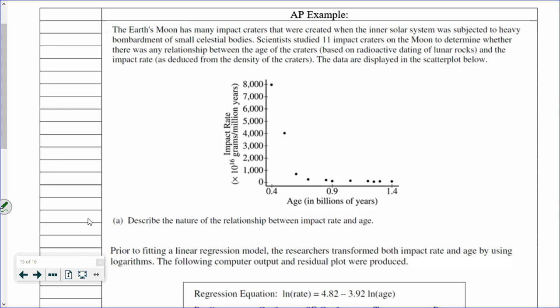The Earth's moon has many impact craters that were studied when the inner solar system was subjected to heavy bombardment of small celestial bodies. All right, used to not be quite as hospitable of a place, Earth. We studied 11 impact craters on the moon to determine whether there was any relationship between the age of the craters, based on radioactive dating of lunar rocks, hey, that's an exponential model, and the impact rate as deduced from the density of the craters. We got some data here. Describe the nature and relationship between impact and age.